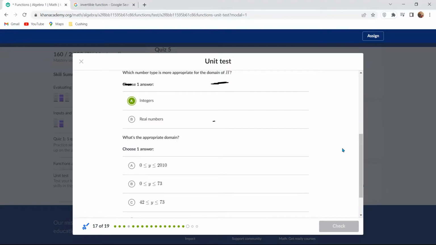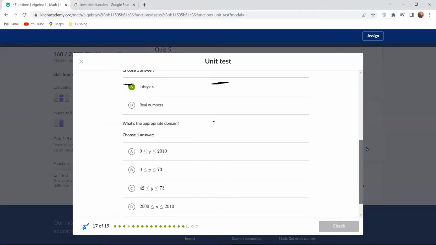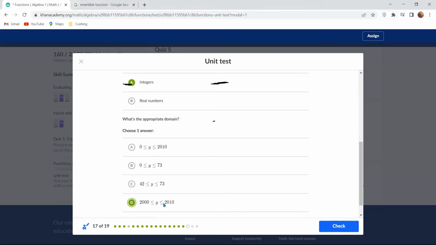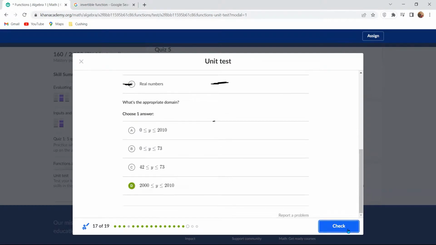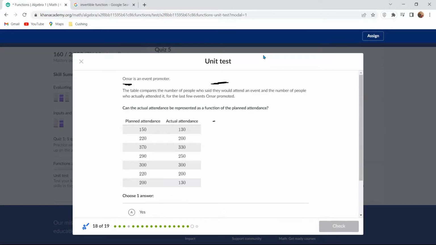What is the appropriate domain? So the domain is all the inputs. I don't see why it's not 2000 to 2010. Yeah, and the input is y, which is the opposite of what it normally is. Okie dokie. You can look up all the different definitions of types of numbers if that's something you're into. I am typically not.